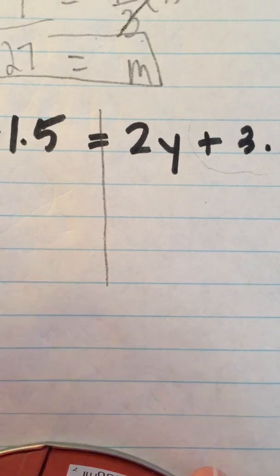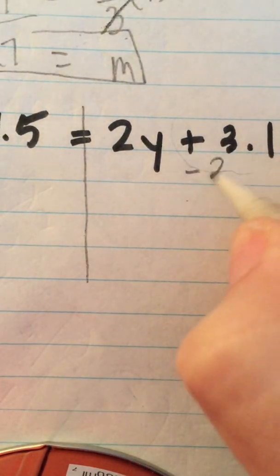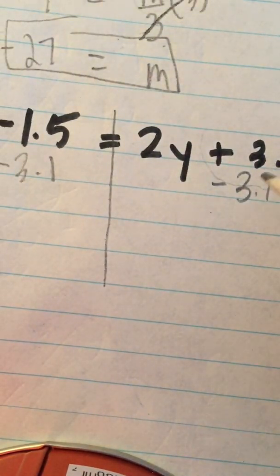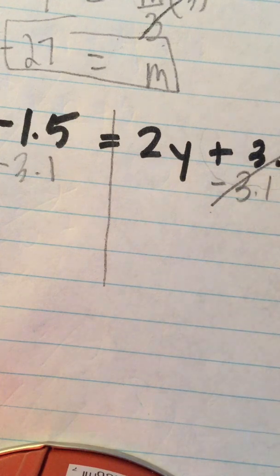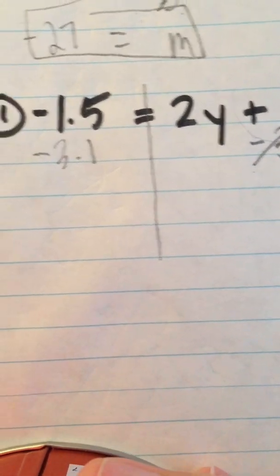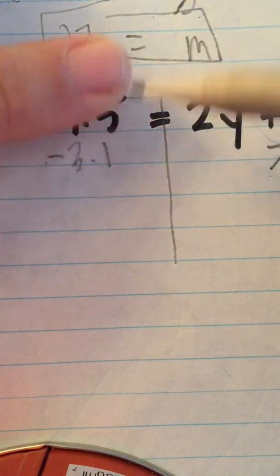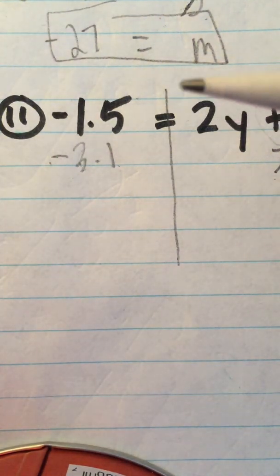Okay, so I'm going to subtract 3.1 from both sides. Sorry, it's a little sideways. 3.1 minus 3.1 is 0. Now I have negative 1.5 minus 3.1. If you look at your terms individually, those would be all red, these would be all red. So there's no 0 pairs. So everything is going to stay negative.